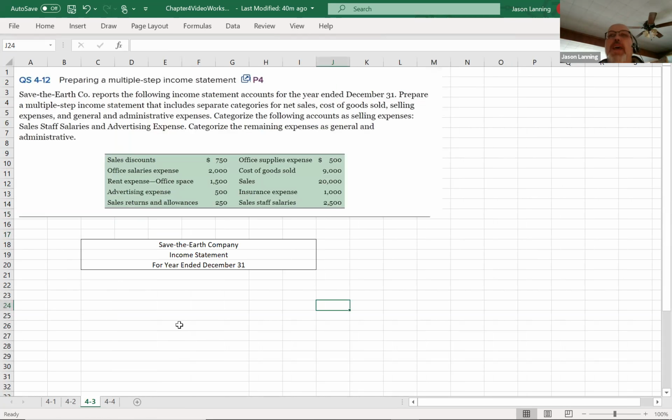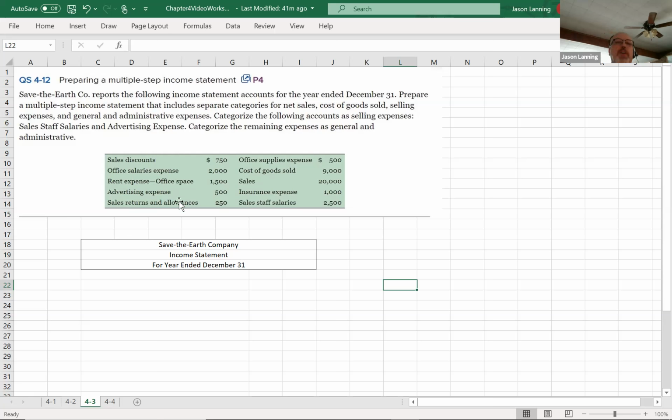Okay. Now, for a multi-step income statement is another thing I'm going to look at here. These multi-step income statements are a little bit different, but it's not terrible. We just have a few other things that we have to put in. Let's say the Earth Company reports the following income statement accounts for the year ended December 31st. We want a multi-step income statement. It includes separate categories for net sales, COGS, selling expenses, and general and administrative expenses. Categorizing accounts as selling expenses, there's sales staff salary and advertising expense. So everything else would be general and administrative.